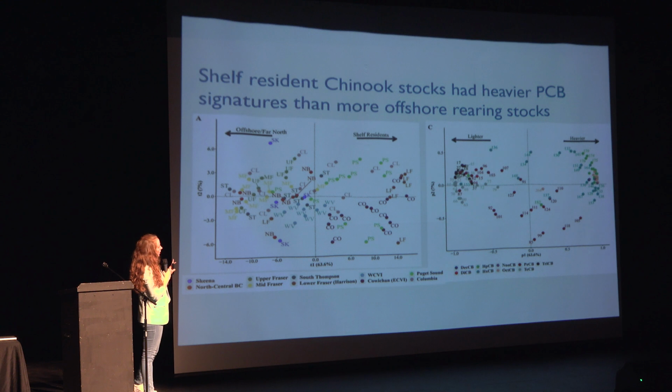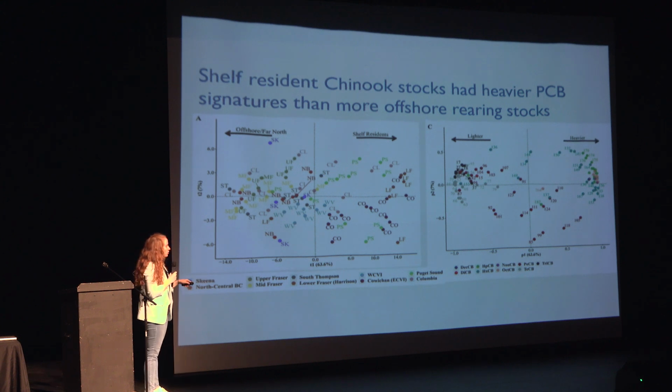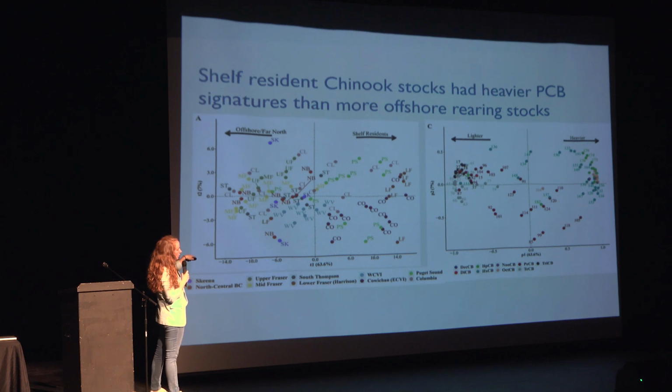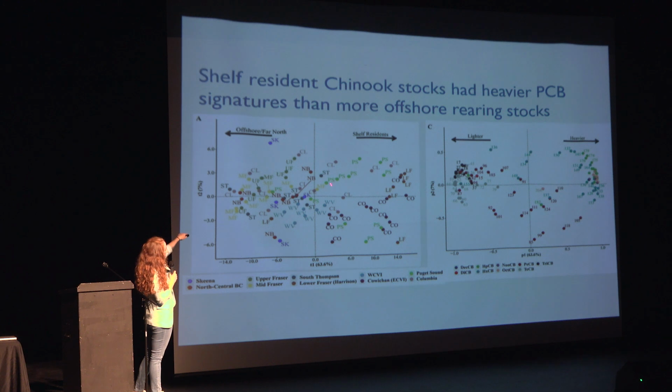So this is the PCA that I was talking about. I know it's very confusing, but this is looking at the different PCB congeners and the different signatures. It's the same data, but figure A shows how the PCB patterns are showing up on individual salmon and on the different stocks, which are color-coded. Over here on the right are the PCB concentrations. What we found is that the shelf residents over here, so Puget Sound, East Coast Vancouver Island, and Harrison, had a heavier PCB signature.